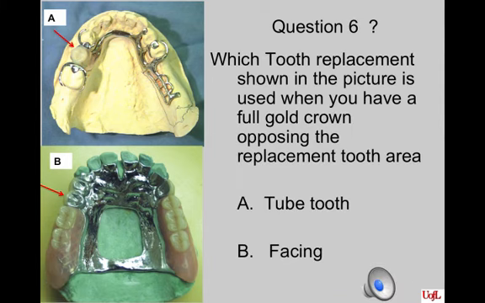Here's a little quiz for you. What replacement tooth shown in the picture is used when you have a full gold crown opposing the replacement tooth area shown on those slides? The answer is a facing. When you have metal opposing metal, you will get better results. If you have metal opposing acrylic, the weaker of the two surfaces wears more rapidly.